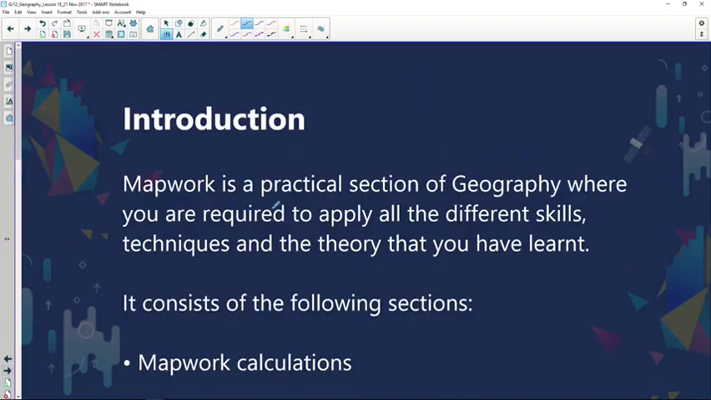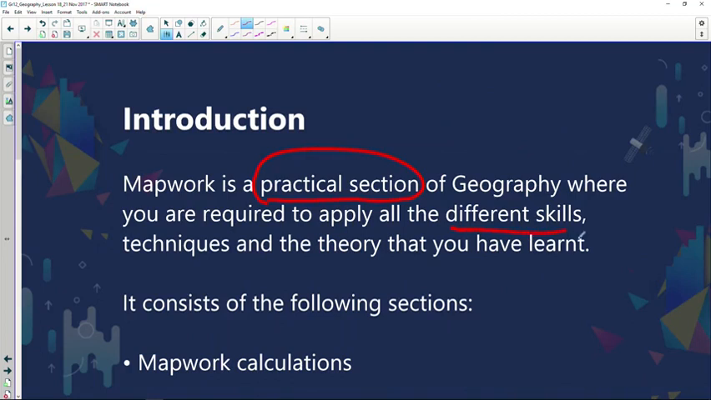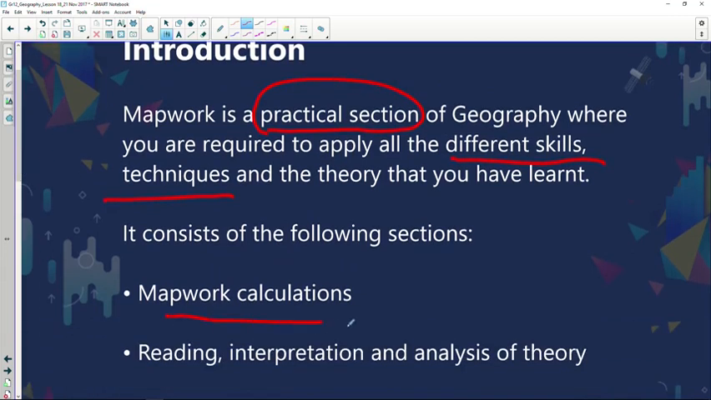Now Mapwork is a practical section. You're going to receive two maps, an orthophoto map and a topographical map to answer your question paper. And you need a couple of skills and techniques to be able to answer this question paper. Now, if you look at the question paper, it consists of Mapwork calculations. In order to do these calculations, you're going to need the following: a calculator, a ruler, and a protractor, or else you won't be able to do your calculations.